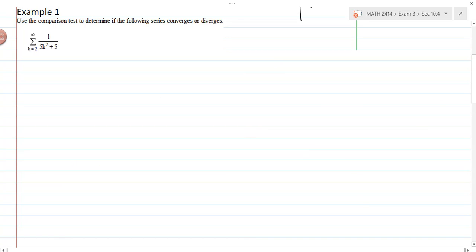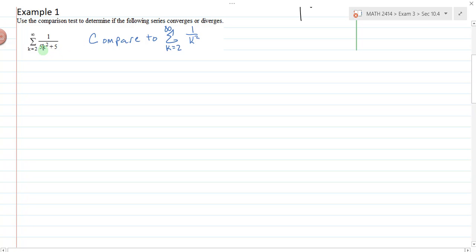In example 1, we're asked to use the comparison test to determine if the following series converges or diverges. What we need to do is find a series that we can compare this to. Typically what we're going to do is strip away the constants and just look at the variables, which is going to be the index of the series. So we're going to compare this to the series k equals 2 to infinity of 1 over k squared.